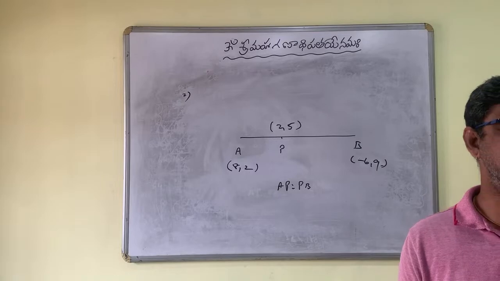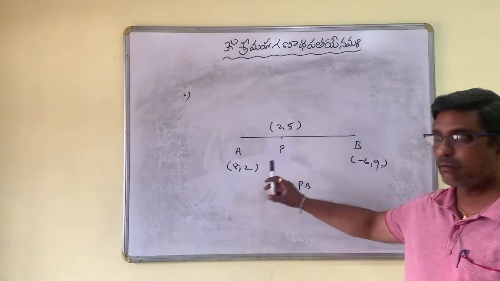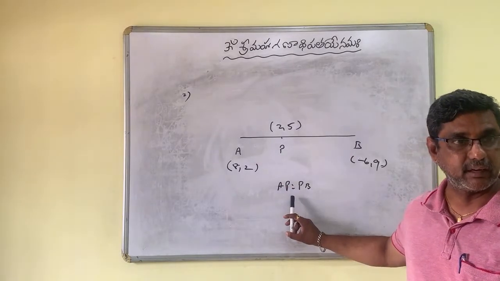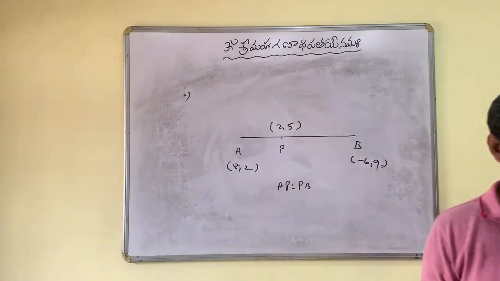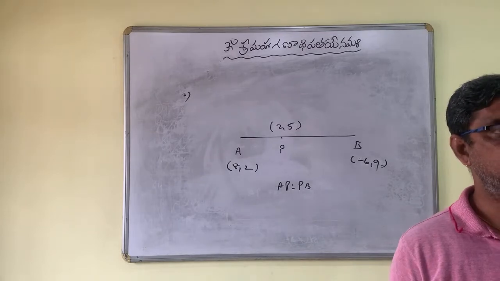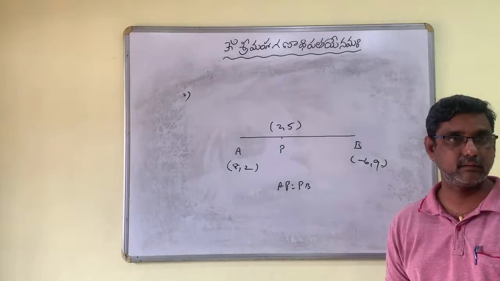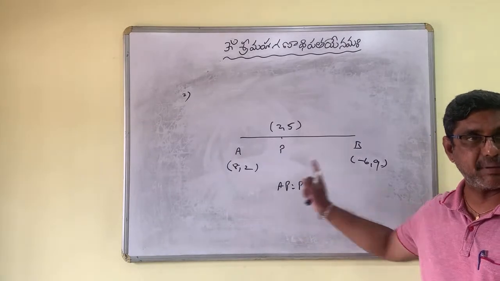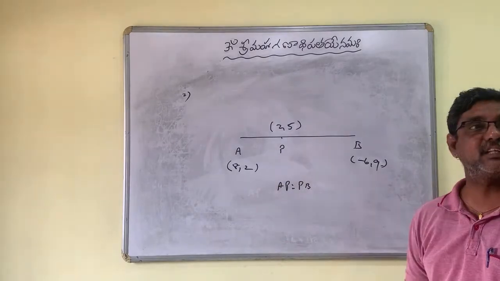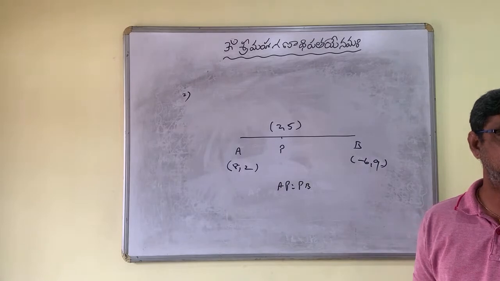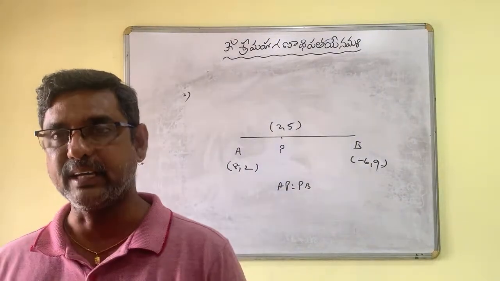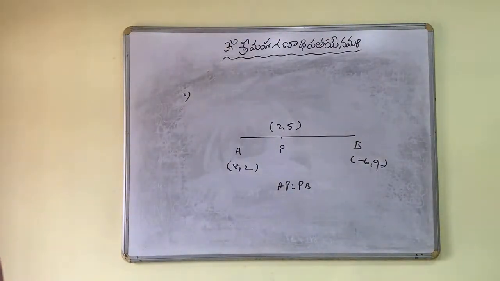In the basic concept, coordinates of A given, coordinates of B given, and ratio is also given. We need to find out P. But now the second type of questioning, A, B are given, point P is also given. We need to find out the ratio. Yes, we have to find out m is to n. P is given. How to do this?